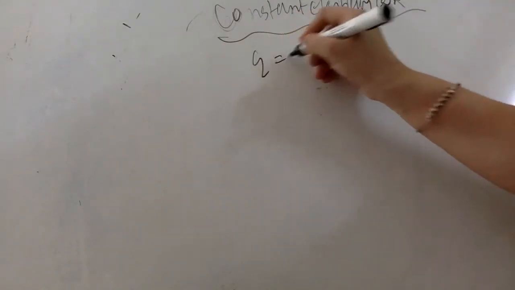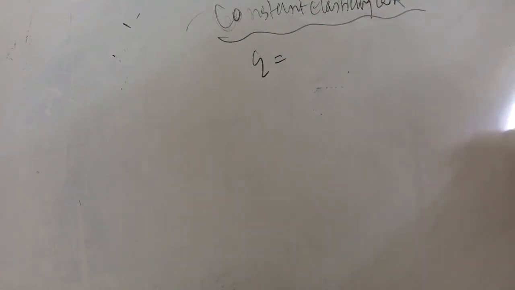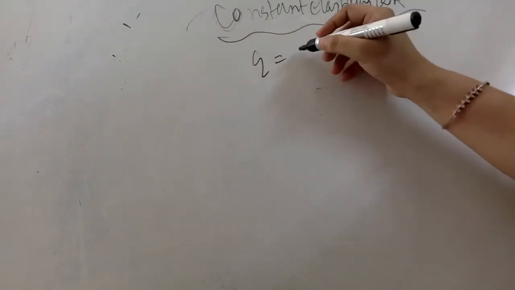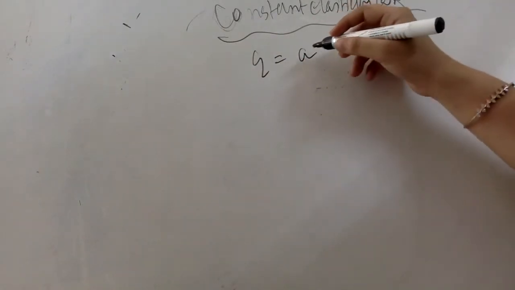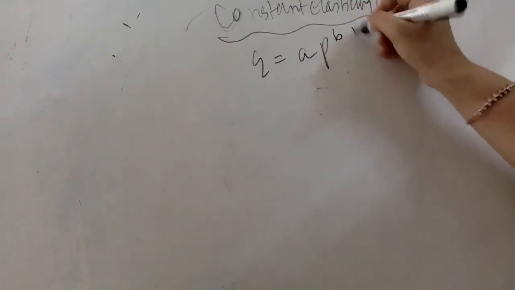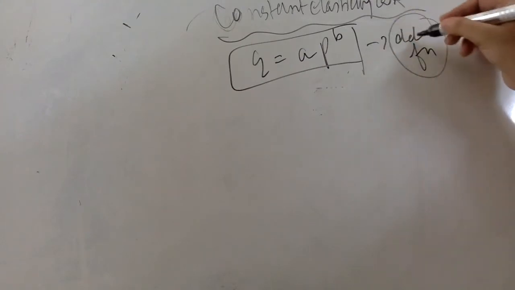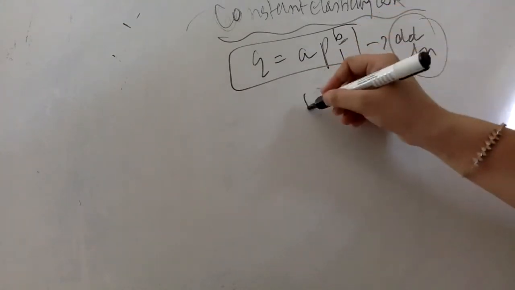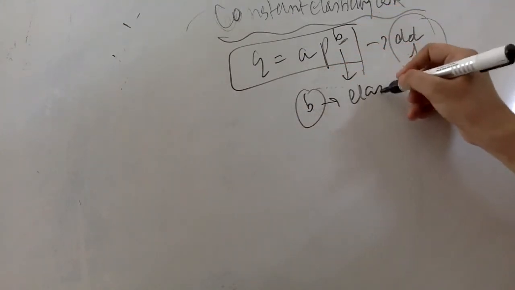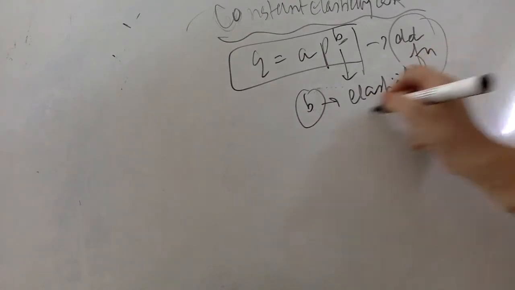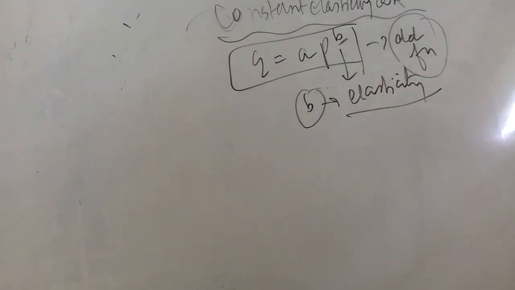So in this constant elasticity case, we assume elasticity to be a constant number, and the functional form is given as Q equals A times P^B. This is my demand function given to us. Now, where I take B as the elasticity of demand, given this, we'll compute the value of MR.